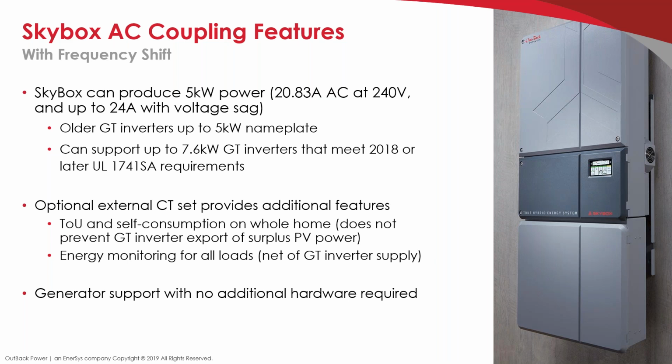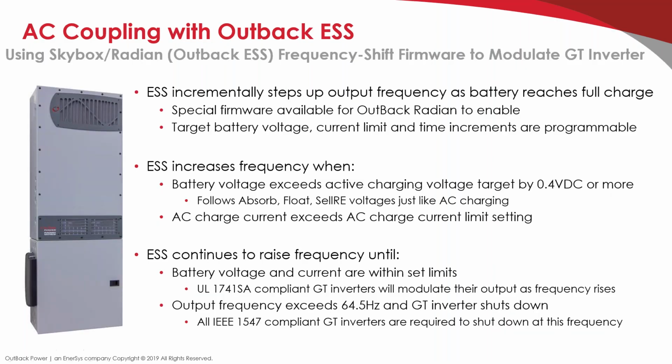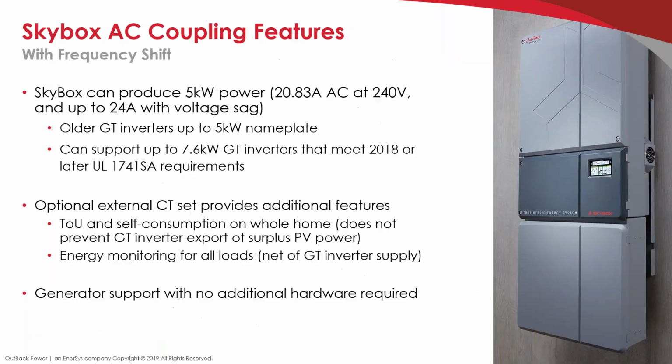Okay, so AC coupling with Skybox basically works the same way. Oh, I wanted to mention with Radian, we can connect up to 7.6 kW now. We used to have a 6 kW limit. Now that limit is 7.6 kW, because we can respond much quicker. The previous 6 kW limit had nothing to do with protecting our inverter. It was there to protect the battery bank, because we were using a blackout relay, which didn't always respond as quickly as we would have liked.